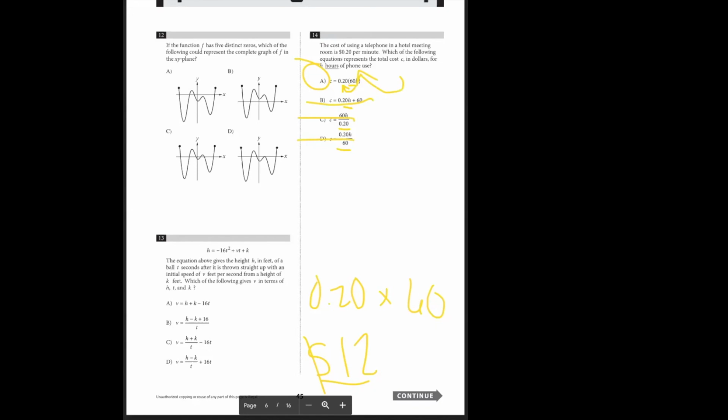If you're unsure, of course, the logic behind choice A is that if you do 60 times 0.20, you get how much it would cost for 60 minutes, 1 hour. That's the gist of it. So let's look at the next page.